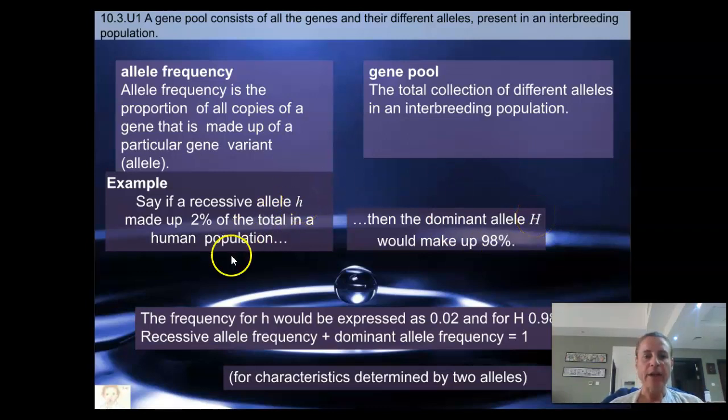The frequency isn't actually expressed as a percentage, it's expressed as a fraction of 1. So 2% would be expressed as 0.02 and 98% would be expressed as 0.98. If you add both of those together, the frequency will always be 1, as long as it's a characteristic determined by 2 alleles, but that's all you'll be asked about in terms of these definitions.